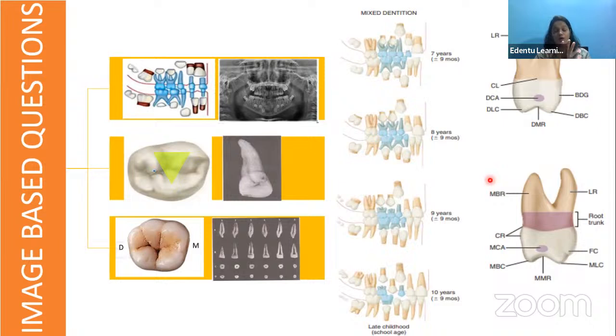All types of questions, like the eruption sequence and mainly the age estimation questions, can be cracked with just the help of these flashcards. Also the important structures on the tooth, and the important anatomical landmarks in the tooth, can all be covered with the help of these flashcards alone.